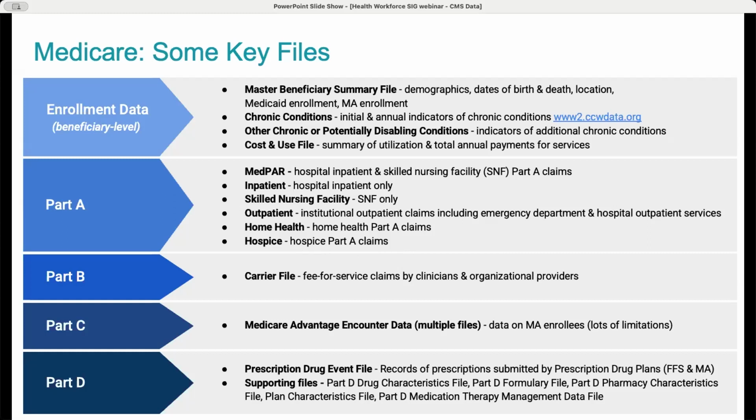And then finally, Part D is the prescription drug data, and Uli's going to go into this in quite a bit of detail. One important thing about Part D data is you can measure people both under fee-for-service Medicare and under Medicare Advantage, because these are data that are submitted by the Part D drug plans, and regardless of whether they're attached to an MA plan or it's just fee for service, they're still required to submit into the drug event file. And then there are a lot of supporting files for Part D data as well that Uli's going to talk about in a little bit more detail. Next slide.